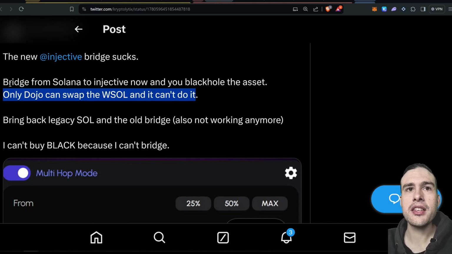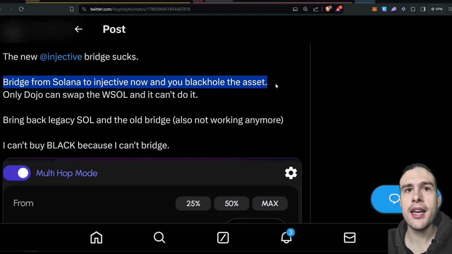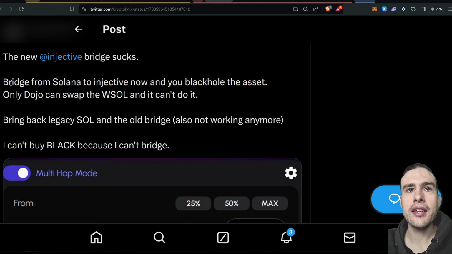But basically what I did is I tried to use the old bridge and the old bridge just didn't work. It just kept saying transaction failed, couldn't pull it into a block. It just kept doing it over and over again. I haven't tried again today. This was yesterday and it just didn't work. And if you use the Wormhole bridge, it can just black hole the asset because you can't swap it anywhere.